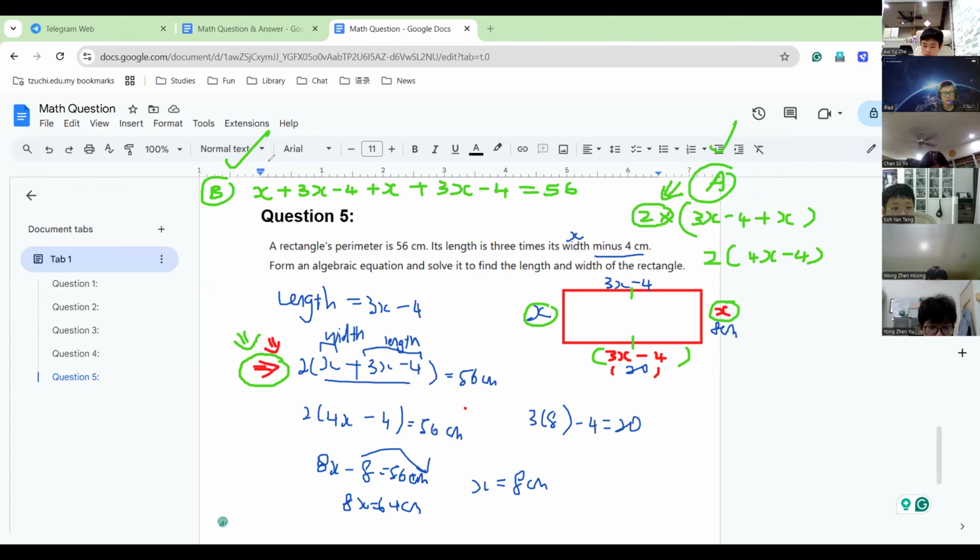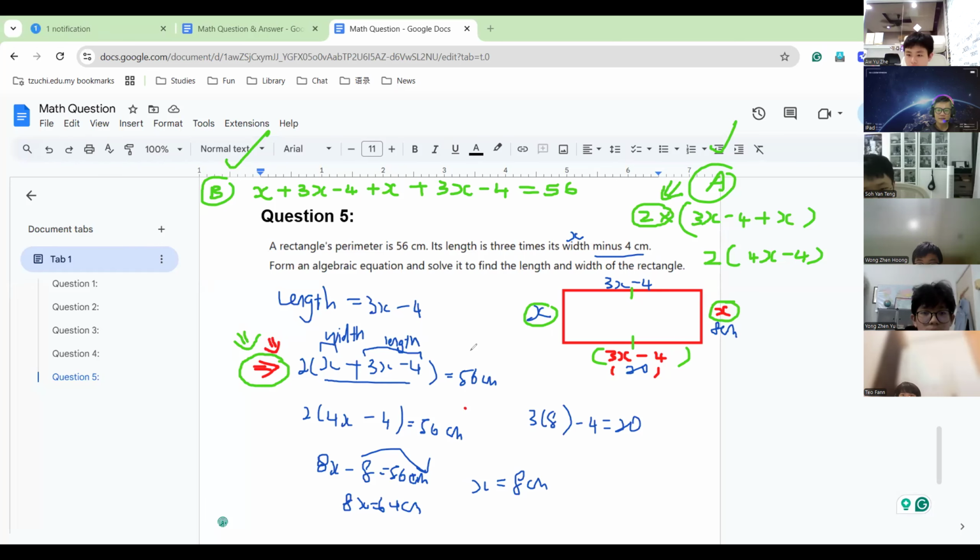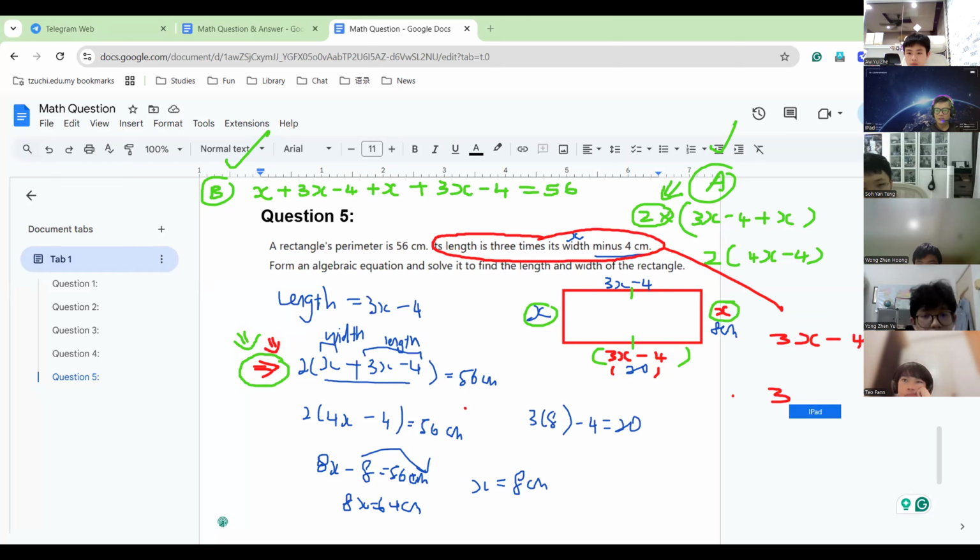Okay, so teacher, based off the info the question gave, how do we know they are asking for 3x minus 4, not 3 times x minus 4? Oh, okay. Thank you, Yana. Thanks for the question. So I have a question here. How do we know his length is 3 times the width, which minus 4? How do we know it is 3x minus 4, and cannot be 3 times x minus 4?